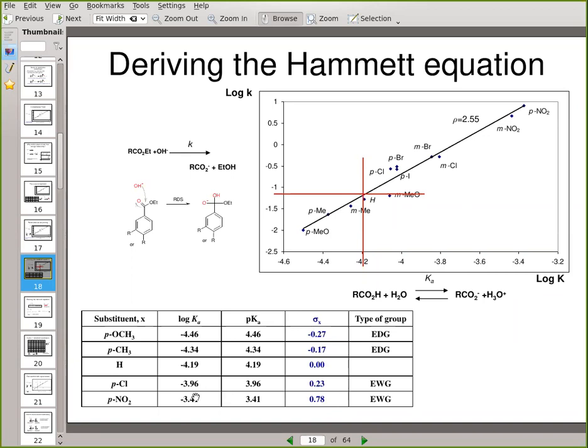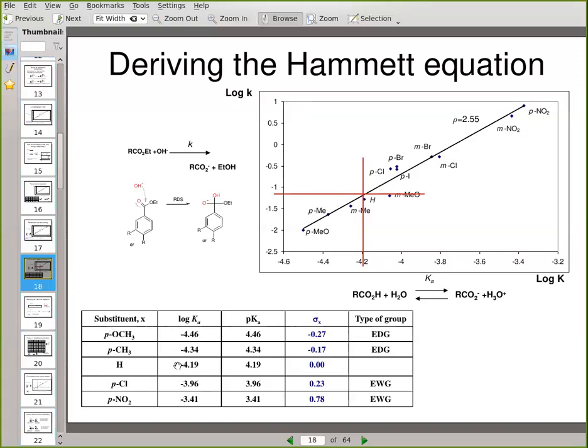Are you happy with how I get the sigma values? We've got to do some reactions. We've got to go into the lab and measure some Kas. Once we've measured the Kas, we can measure for a whole lot of different substituents. On the ring, we'll have paramethoxy and paramethyl. We'll have straight benzoic acid, parachlorobenzoic acid, paranitrobenzoic acid. Get all those benzoic acids, measure their Kas, subtract the log Ka of the unsubstituted benzoic acid from everything else, and you'll get this range of sigma values.